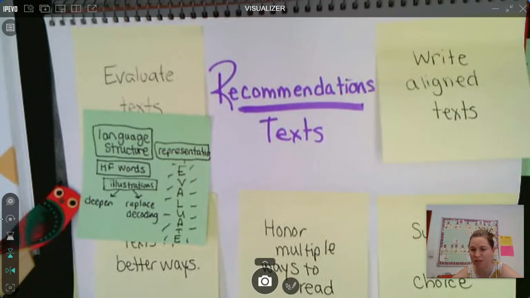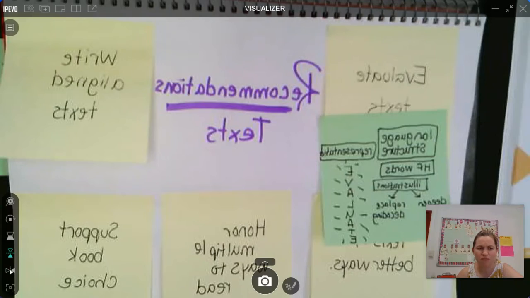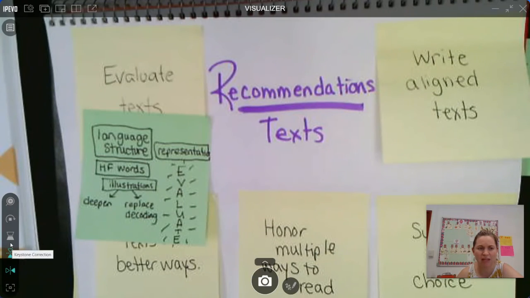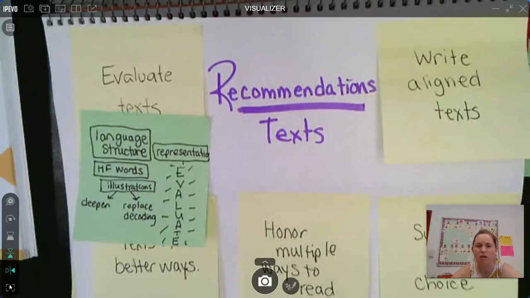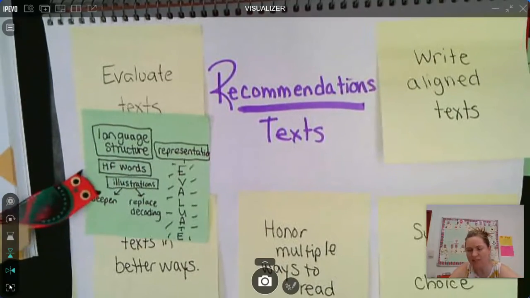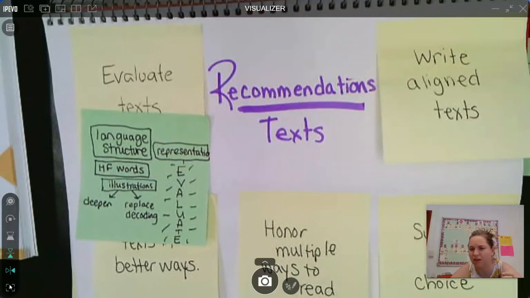I think this is a good one. Do the illustrations deepen the meaning, or do they actually replace the decoding? Does it make it so they don't have to decode? So trying to find some illustrations that are deepening it. And then also just thinking about representation. I know some of our books may be a little bit older, and so we don't have that diverse representation. So thinking about that piece as well.